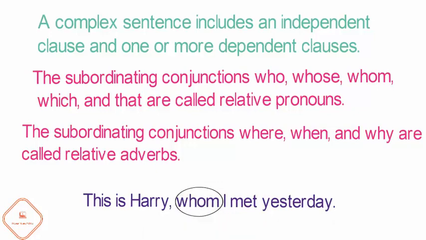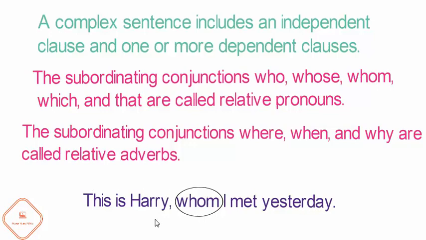Let's look at this example that we have here. This is Harry, whom I met yesterday. So, whom is about a person. So, this is a pronoun because it goes back to a person. This is Harry, whom I met yesterday. This whom goes back to Harry. This is what we mean by a complex sentence.